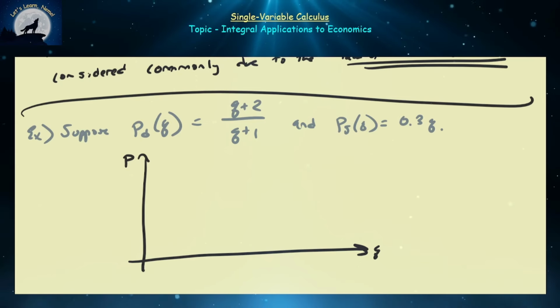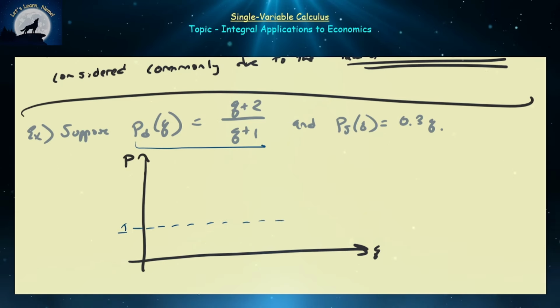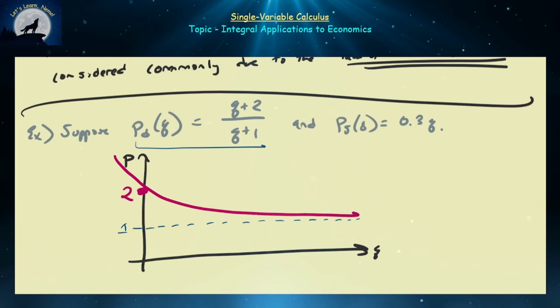So obviously if we take the limit as Q goes to infinity for our demand curve, since we're working with a rational function, the limit is going to be equal to 1. So we're going to have a horizontal asymptote of 1 for our demand curve, and that's going to be decreasing since the leading coefficient is positive. All right. So when Q is equal to 0, that's going to give us 2 divided by 1, which is 2. So we're going to have a vertical intercept of 2 for our demand curve. So that's going to decrease and approach 1 as Q goes to infinity. So that is going to be our demand curve.